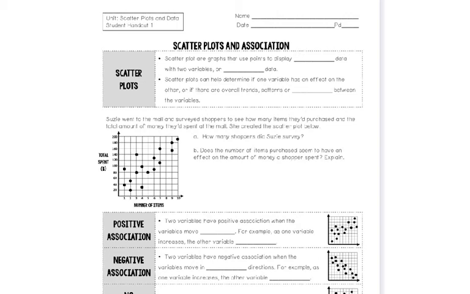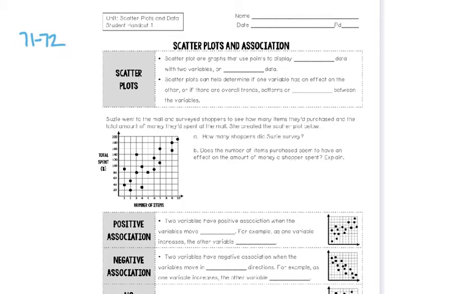Hey, eighth grade. Today we are going to be talking about scatter plots and association. You can find your notes, which we will be doing today, on pages 71 and 72. So I'll just kind of write that up here.